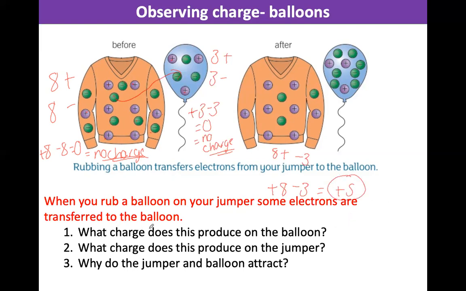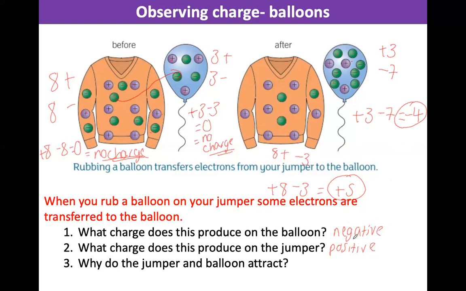So to answer question 1, what charge does this produce? Sorry, we've gone on to question 2 to begin with. What charge does this produce on the jumper? It produces a positive charge, because we have a +5. Let's have a look at the balloon now. The balloon is going to have 1, 2, 3 positive charges, and then 1, 2, 3, 4, 5, 6, 7 minus charges. If we do +3 minus 7, what do we get? We get -4. And -4 is a negative charge, so it's going to produce an overall negative charge on the balloon.